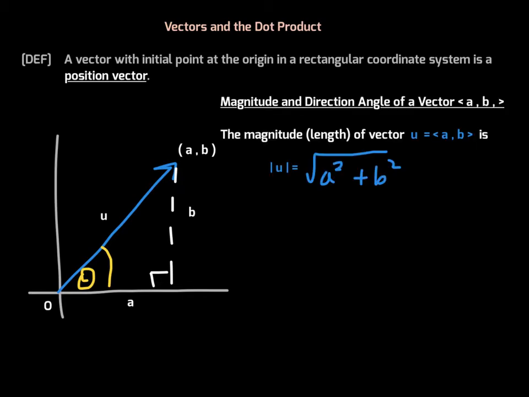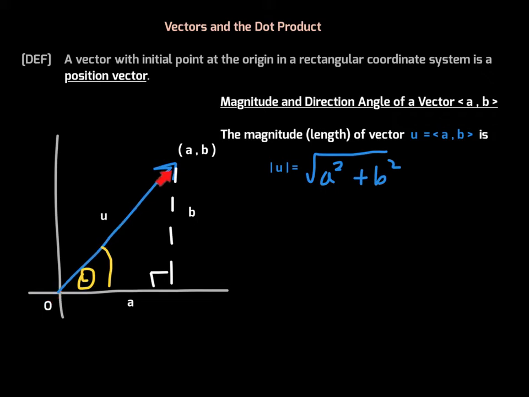All right, I have some more terminology for us. Magnitude and direction angle of a vector a comma b. The magnitude or the length of a vector named u is found by the following. We use these absolute value bars to denote magnitude of a vector. So the magnitude or the length of this vector is the square root of a squared plus b squared. Now, you can see how this ties into the Pythagorean theorem.